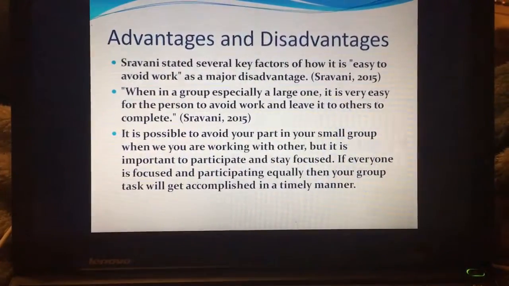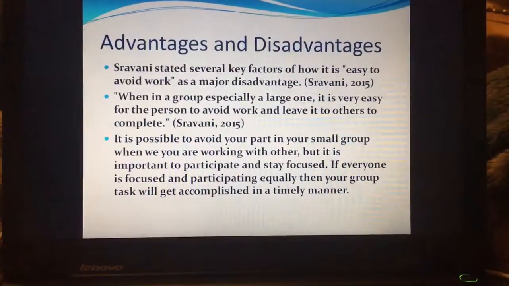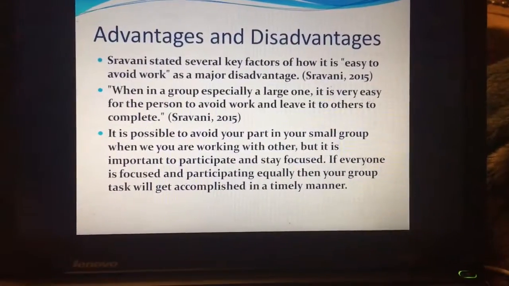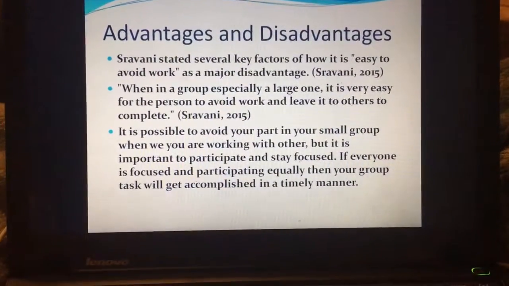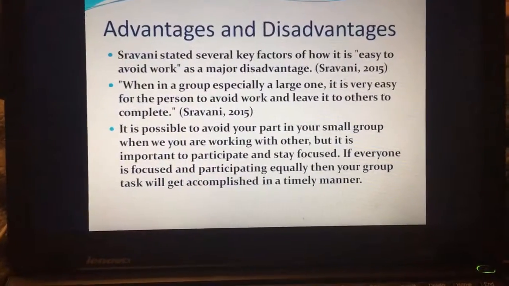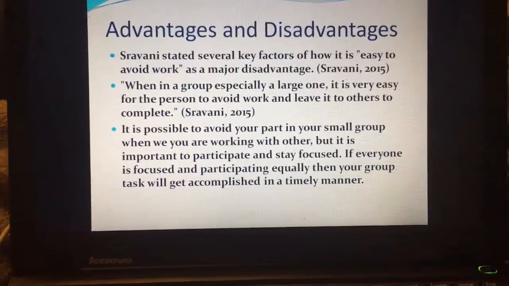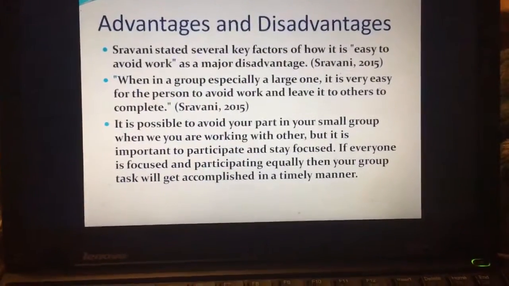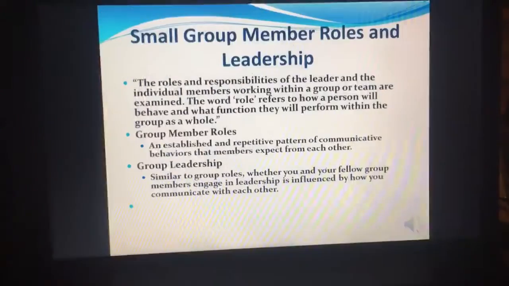Giovanni stated several key factors of how it is easy to avoid work as a major disadvantage. When in a group, especially a large one, it is very easy for a person to avoid work and leave it to others to complete. It is possible to avoid your part in your small group when working with others, but it is important to participate and stay focused. If everyone is focused and participating equally, then your group task will get accomplished in a timely manner.